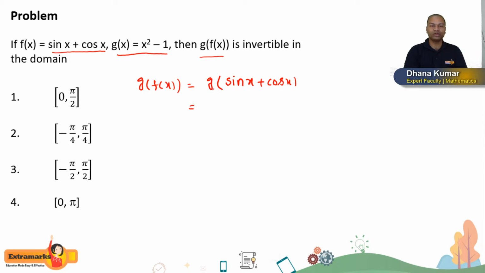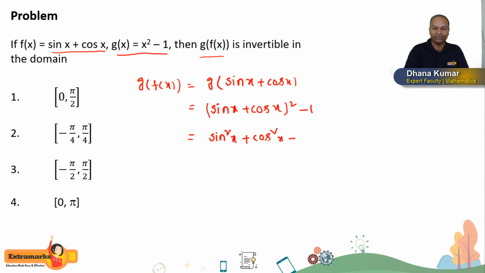So that is equal to, now it is in the form of g of x, but g of x is this. So here x is equal to this value, substitute. So the answer will be (sine x plus cos x) whole square minus 1. Okay, so that is equal to, simplification. Here it is in the form of (a plus b) whole square formula: a square plus b square plus 2ab. So that is sine square x plus cos square x plus 2 sin x into cos x minus 1.